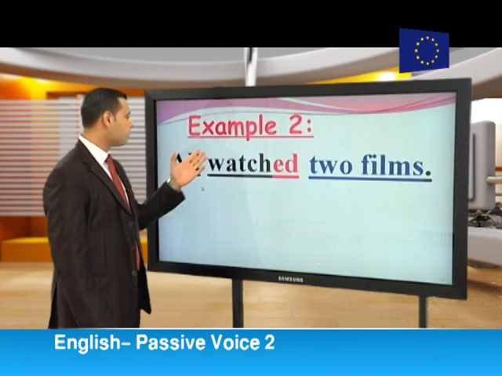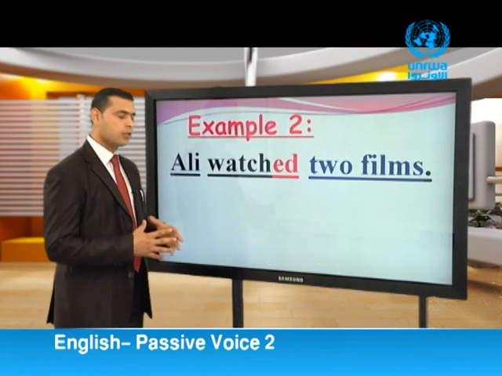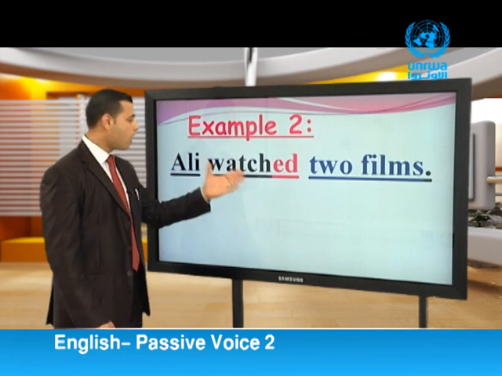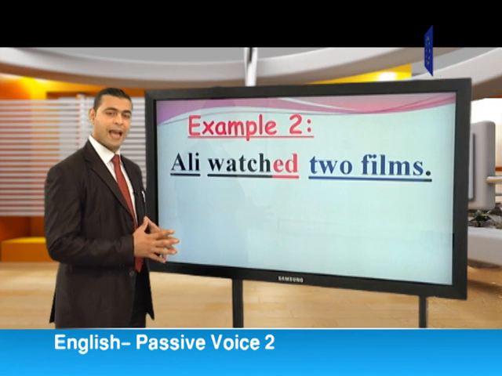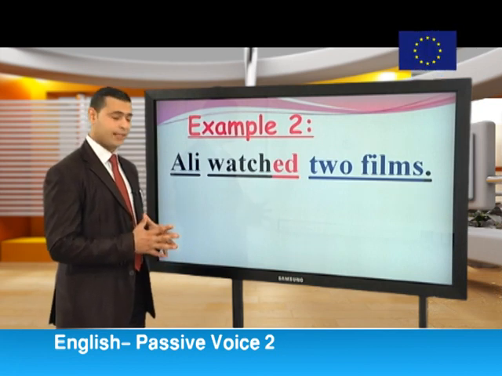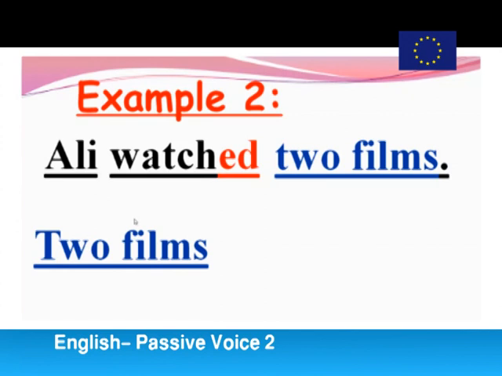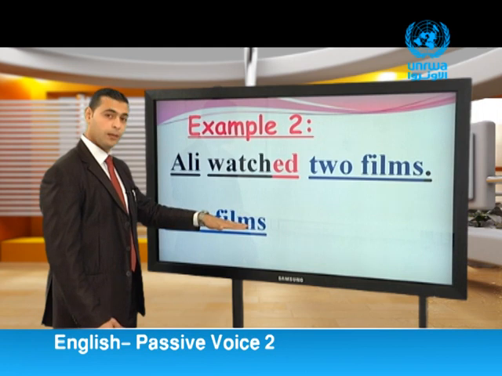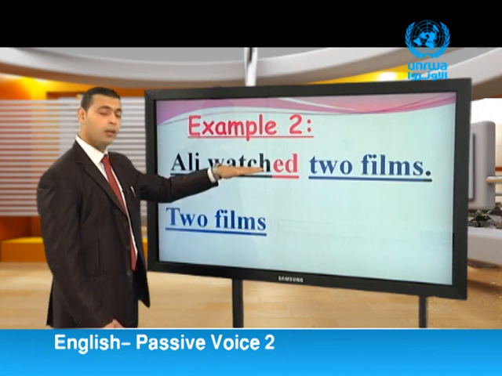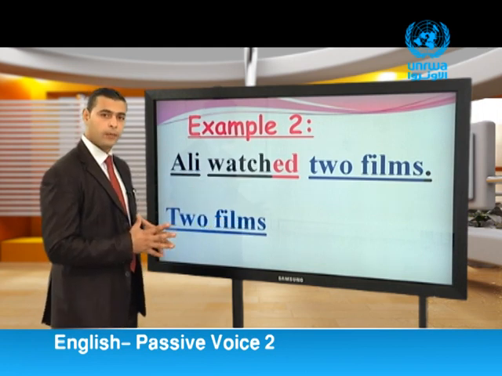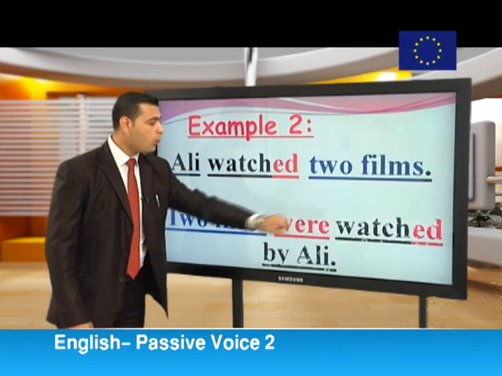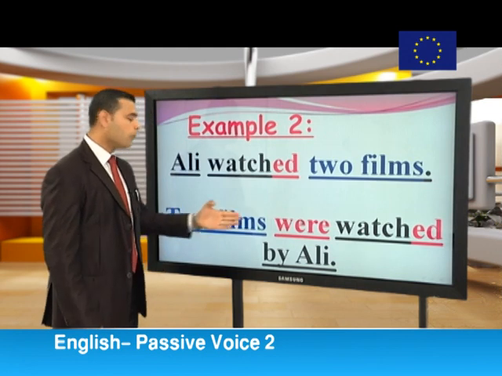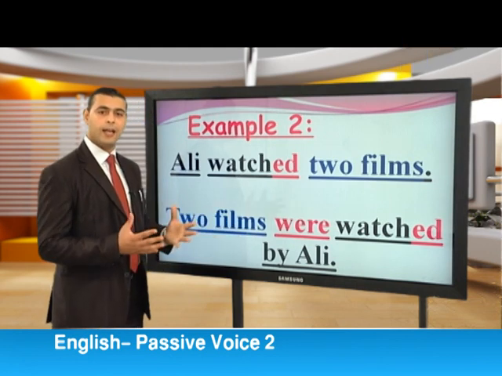Let's have example number 2. Ali watched 2 films. This sentence is in the active voice. Let's change it into the passive one. Look here. 2 films, the object, becomes the subject of the passive sentence. 2 films, plural subject. Look at the verb here, watched. It's in the past form, so we need to use were. 2 films were watched by Ali.